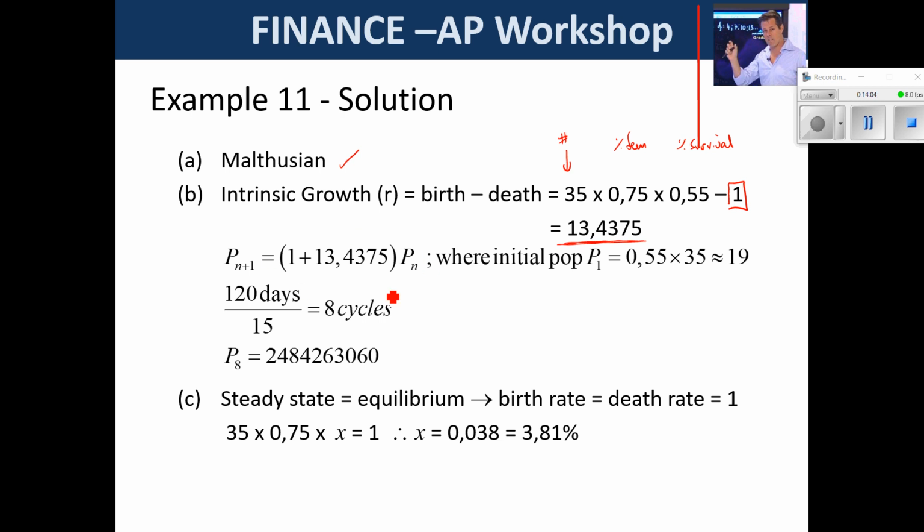And so I can create my model, Pn+1 is equal to 1 plus the intrinsic growth rate, because this is a compound interest formula, times whatever the population is. And now we know that the cycles are every 15 days. If you have 120 days, there are 8 cycles.